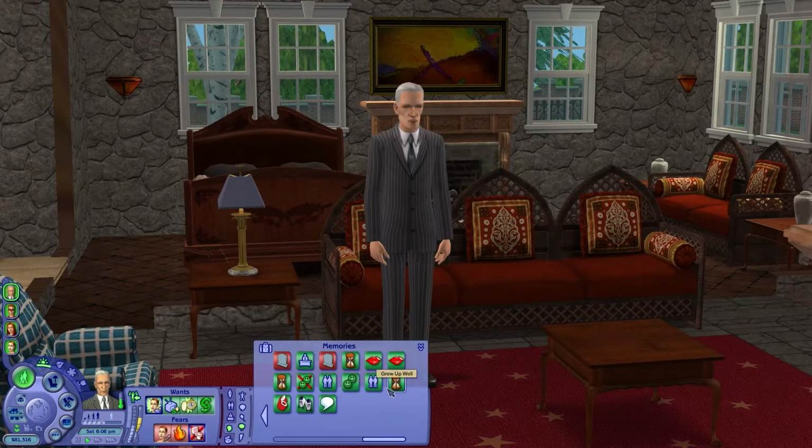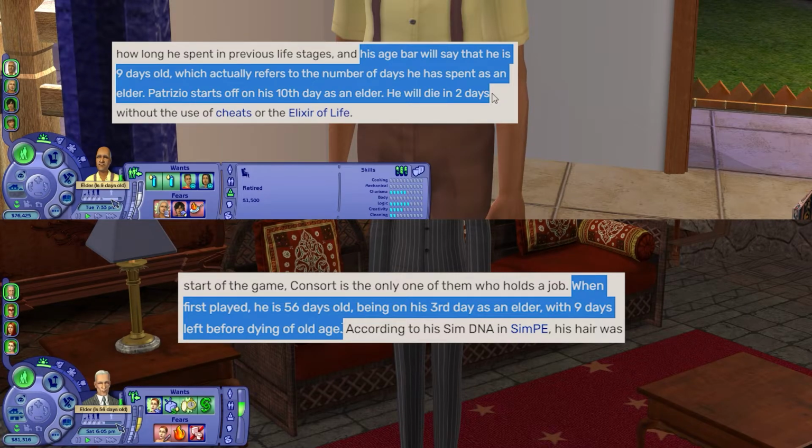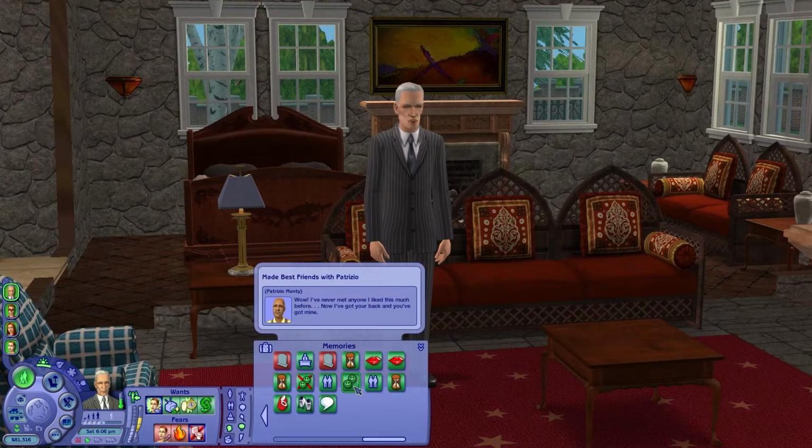Now, Consort's memories are more iffy on that. Consort remembers meeting Patrizio and becoming best friends with him, not as a teen, but as a child. And this would be consistent with their current ages as elders. Patrizio is on his 9th day as an elder, while Consort is on his 3rd. In that case, when Patrizio got his job, Consort would have been a child and therefore could not have been his business associate at that time. This is probably an oversight.